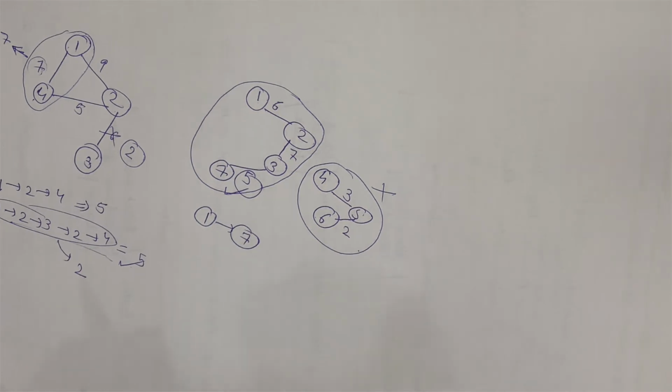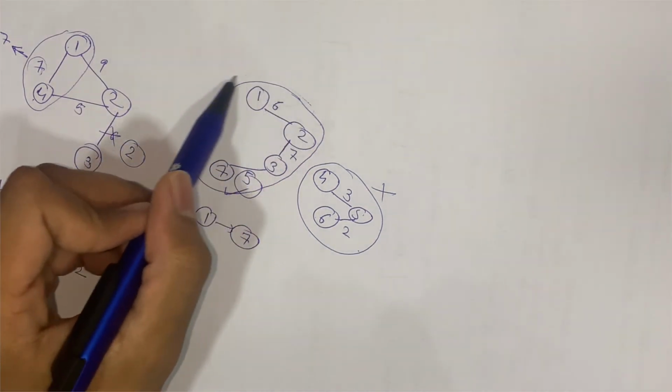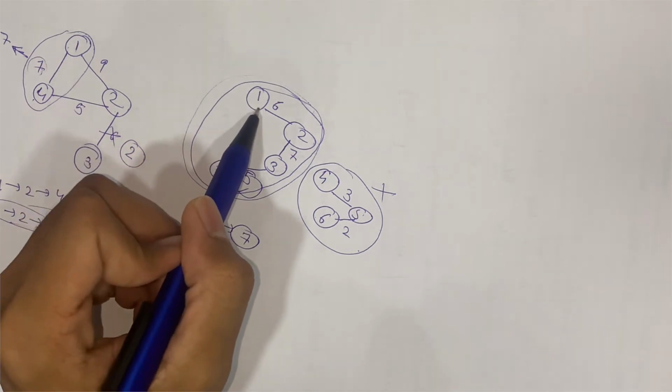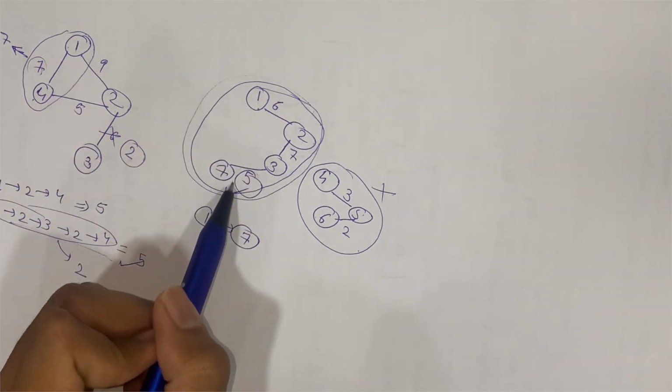So one thing to be clear about is that we have to look for the graph or the connected component that contains 1, and we just have to return the minimum distance from it.